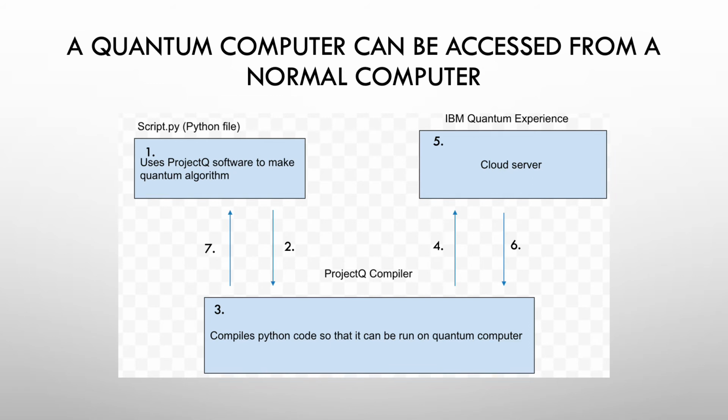They send the Python file to the Project Q compiler. The compiler makes it so that the code can run on a quantum computer, and then it sends it to something like IBM's quantum computer, and then the quantum computer will return the results of the algorithm that it executed to Project Q, and then Project Q will return that back to the user so they can see how their algorithm ran on the quantum computer.